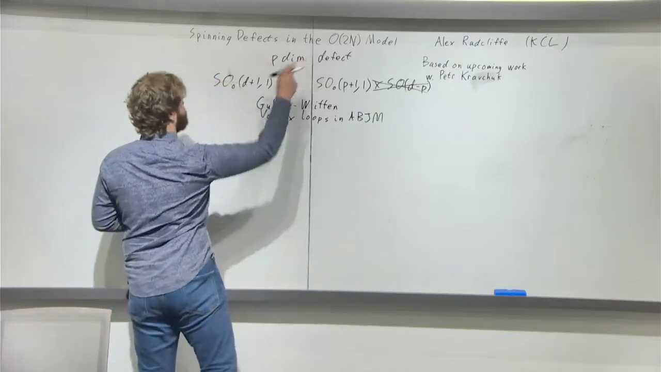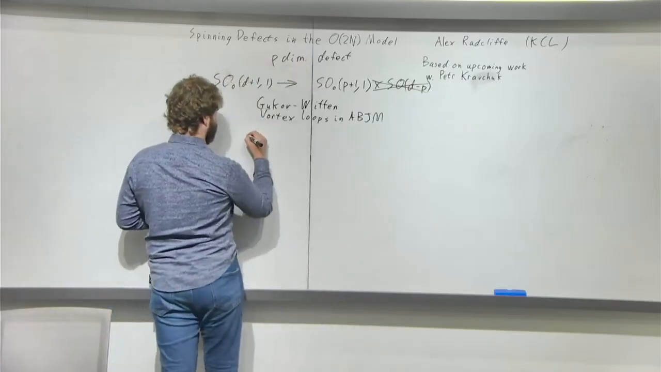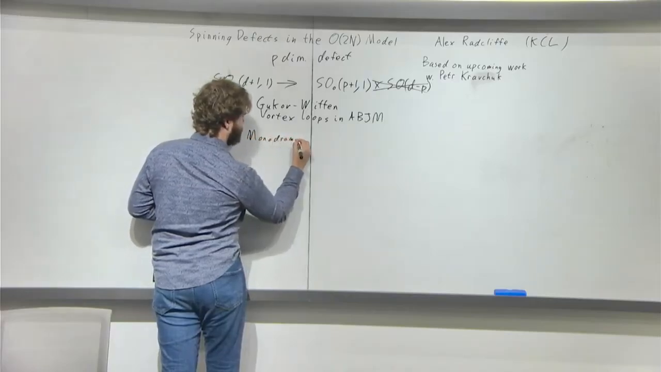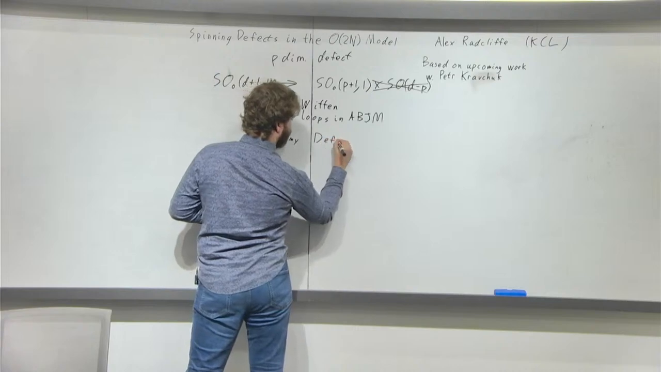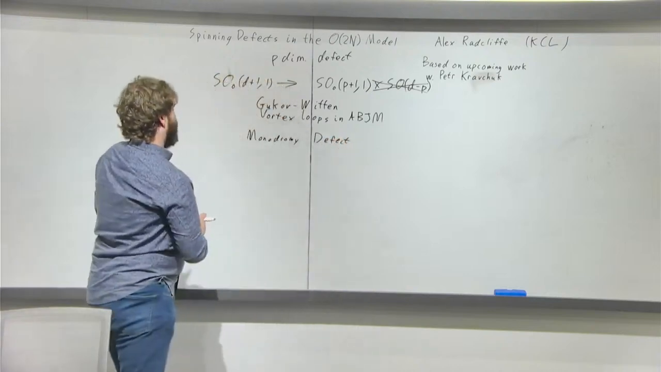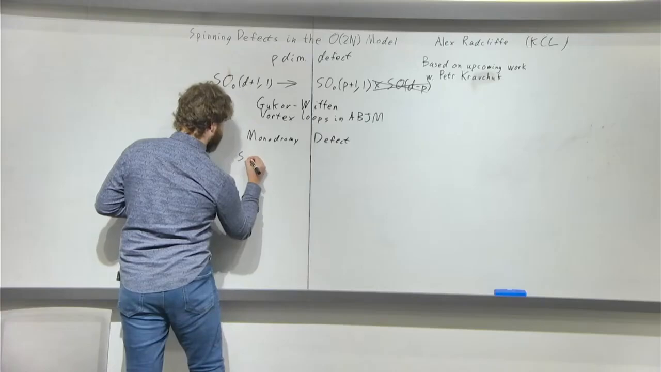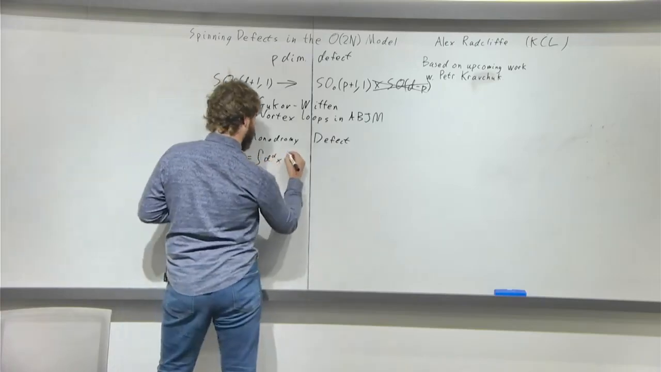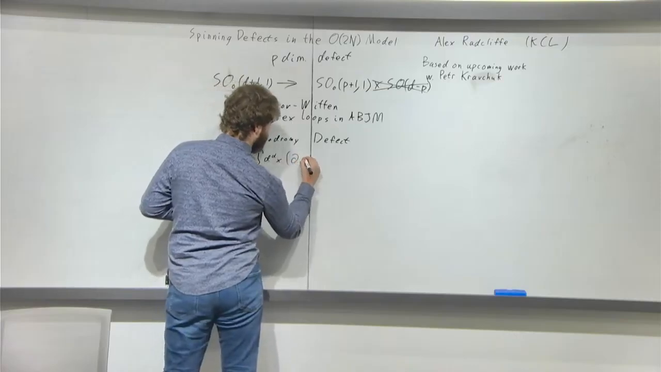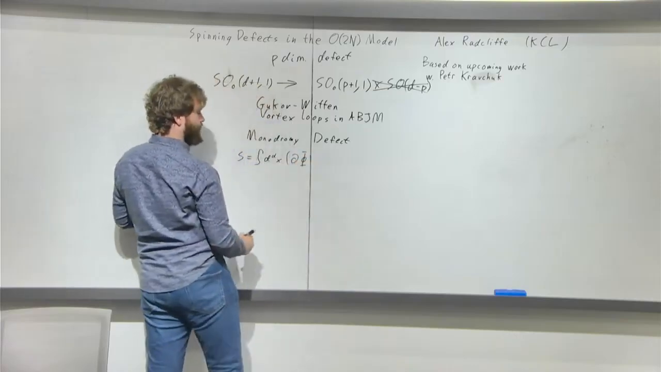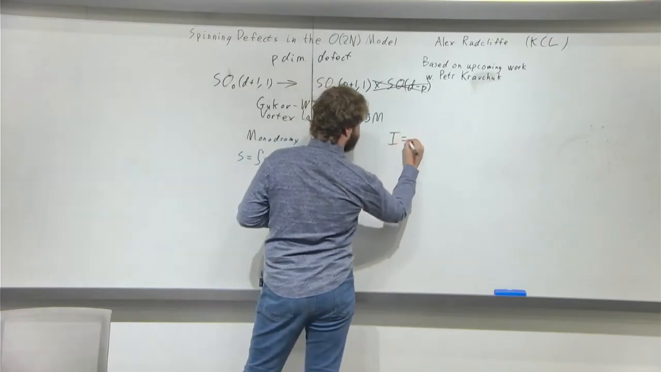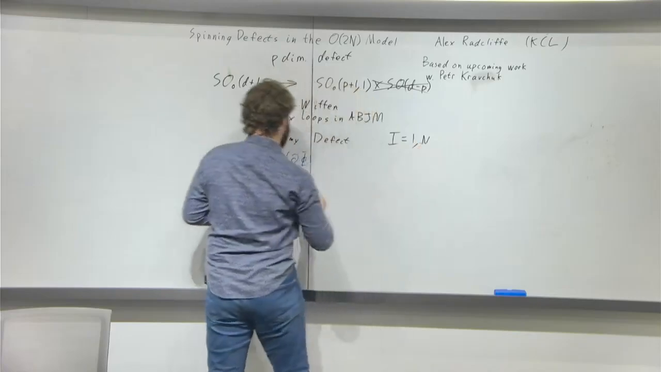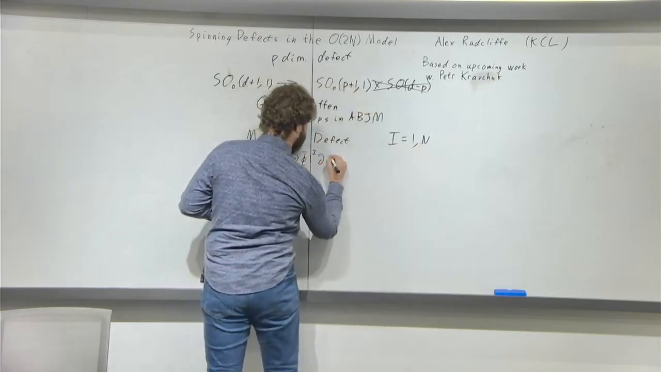Our starting point in the critical O2N model is looking at a monodromy defect. So when we do this, we keep the regular action for the O2N model. I'm going to write this in terms of n complex scalars, so I is going to range from 1 to n. So we've got our usual action.